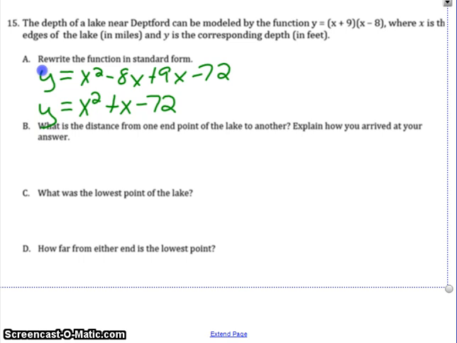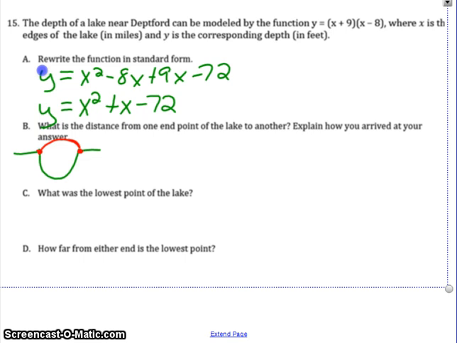What is the distance from one endpoint of the lake to another? Explain how you arrived at your answer. Alright, so let me draw you a little picture. Here I've got a concave up parabola, and that's the bottom of the lake. Here's the shore. Okay? What is the distance from one point of the lake to the other? Okay, so that would be here.